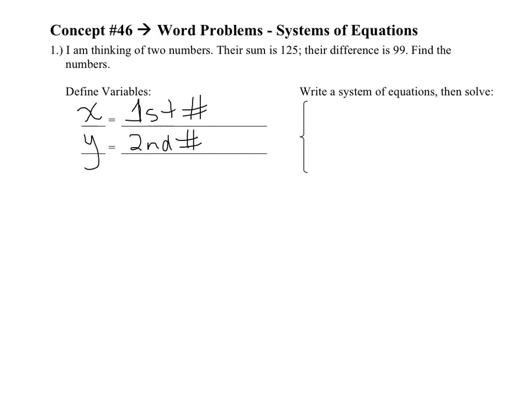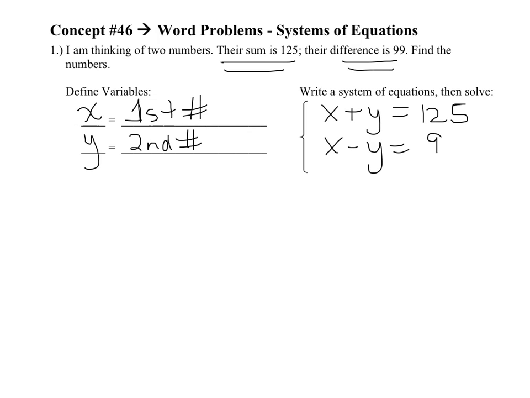And basically, because I've got two totals, their sum is 125, which means that these two numbers right here, if I add them together, should give me 125. So I'm going to say x plus y equals 125. And then their difference is 99. Well, that's subtraction. If I subtract these two numbers, x minus y, I should get 99.